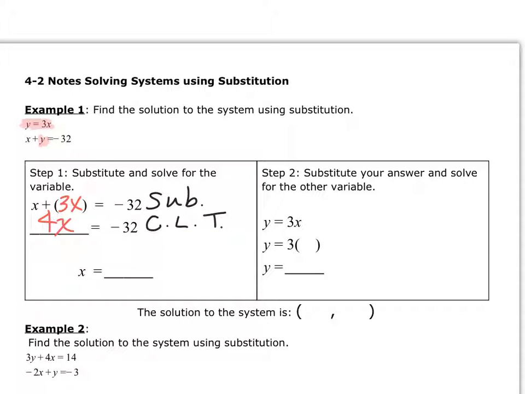All right, so now what's the last step? What do I need to do to get x by itself? Divide by 4. So if I divide both sides by 4, x is equal to negative 8. So my x value for the solution to this system is negative 8.